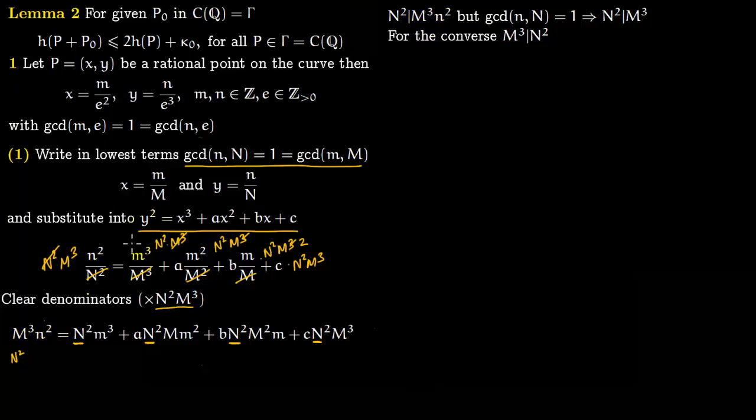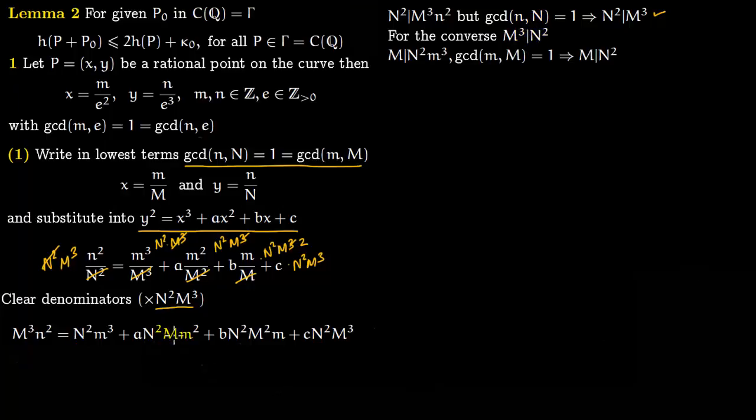N square divides M cube n square. But you have already seen that the greatest common divisor of small n and capital N is 1. So the only thing possible is that n square divides m cube. Now for the converse, we have to show that m cube divides n square, and this will go in 3 steps.